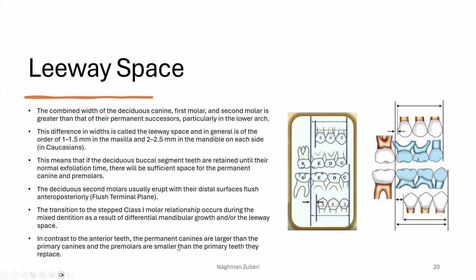The deciduous second molars usually erupt with their distal surfaces flush anteroposteriorly, which we call flush terminal plane. The transition to the stepped class 1 molar relationship occurs during the mixed dentition as a result of differential mandibular growth and/or the leeway space. In contrast to the anterior teeth, the permanent canines are larger than the primary canines and the premolars are smaller than the primary teeth they replace.